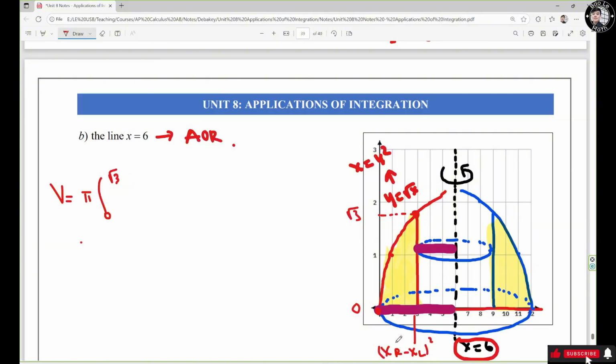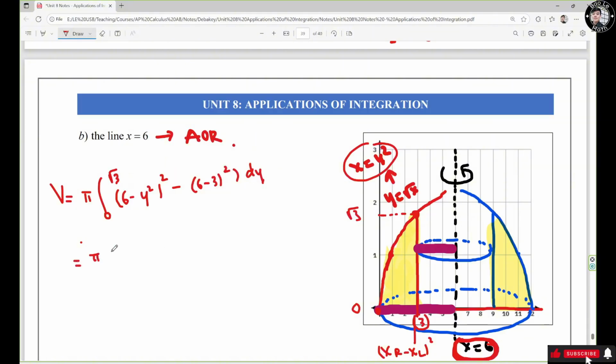all together squared. Now x right is x equals 6 right here, so it is 6 subtract x left, which is the curve right here, x equals y squared. So subtract y squared all together squared, minus the smaller radius, x right subtract x left squared. x right is 6 right here, and x left is 3, this line right here. So you have 6 subtract 3 all together squared dy.